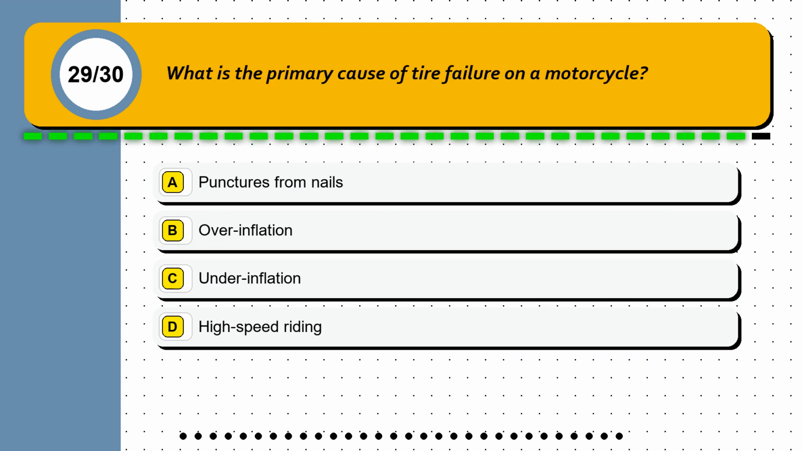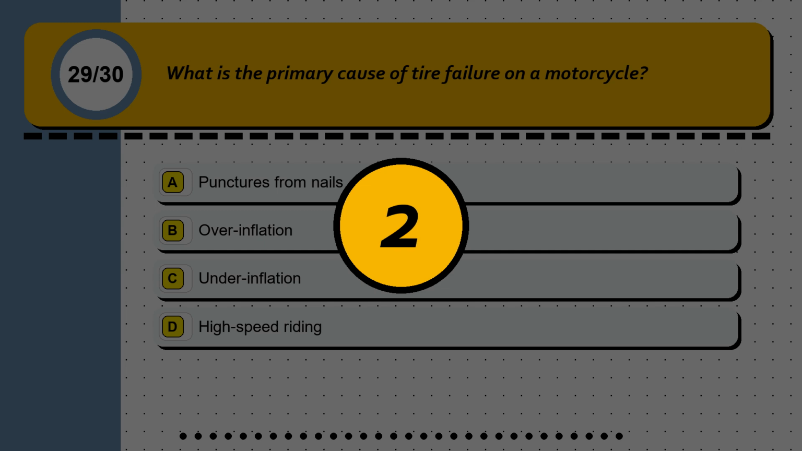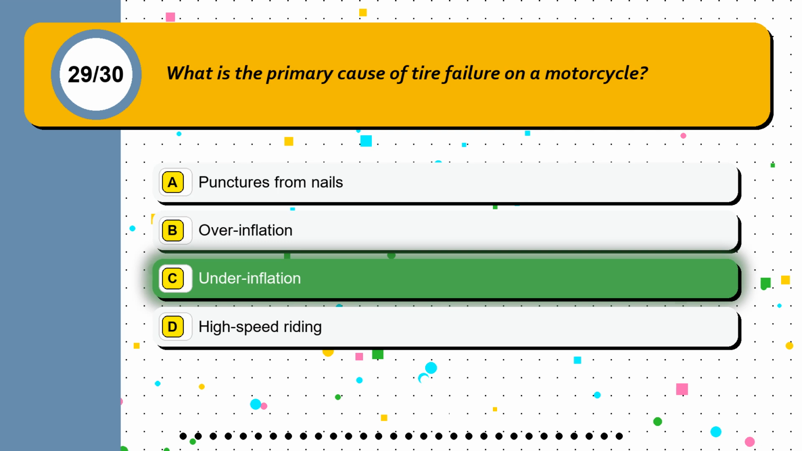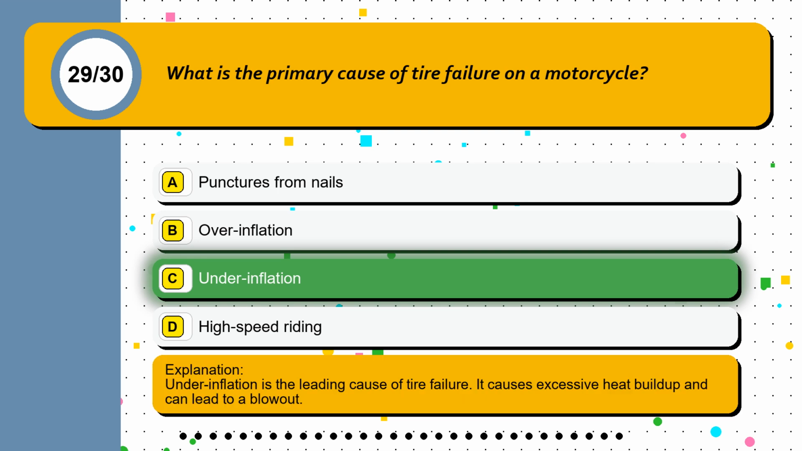Question 29. What is the primary cause of tire failure on a motorcycle? Option A, punctures from nails. Option B, overinflation. Option C, underinflation. Option D, high-speed riding. The correct answer is option C, underinflation. Underinflation is the leading cause of tire failure. It causes excessive heat buildup and can lead to a blowout.